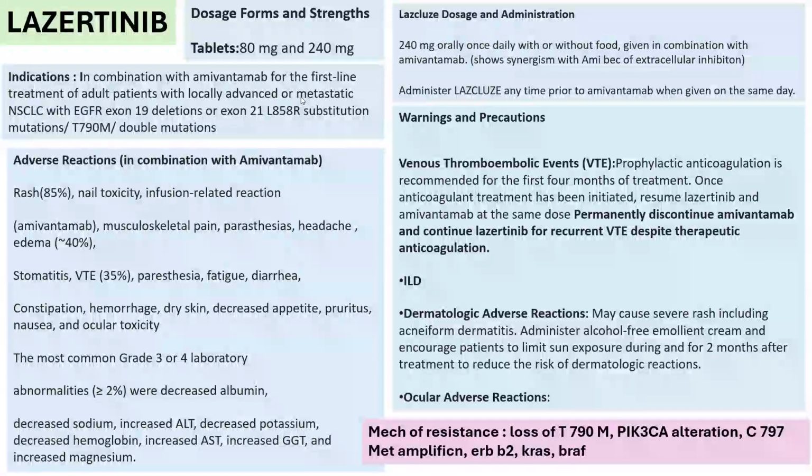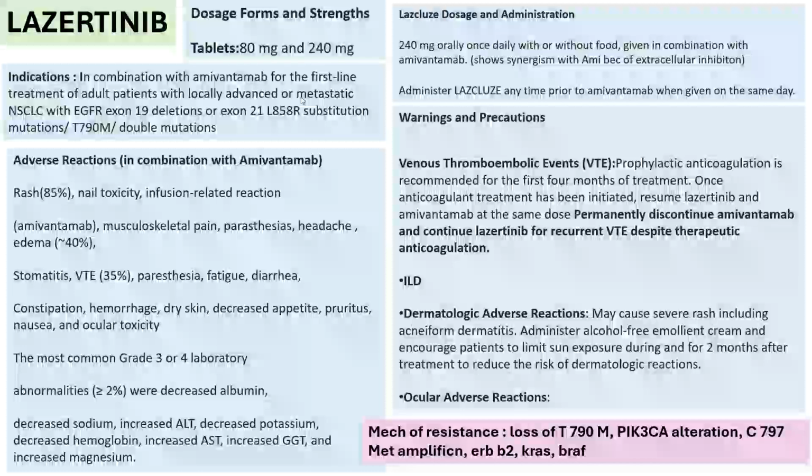So what are the side effects that we specifically see with lazertinib? Rashes, which is 85%, nail toxicity, infusion reactions. The main side effects will be the same as with other TKIs. But when you combine with amivantamab, what we see majorly is that the incidence of venous thromboembolic events is increased. So when you combine lazertinib with amivantamab, the major thing we have to start is prophylactic anticoagulation for the first 4 months of therapy.